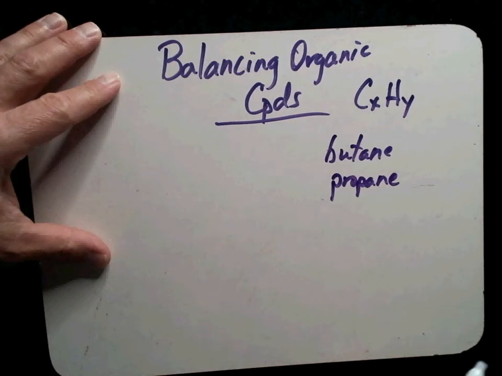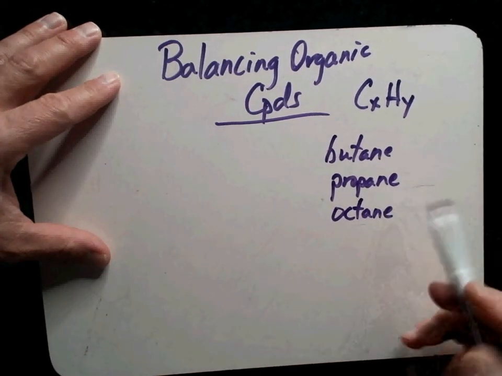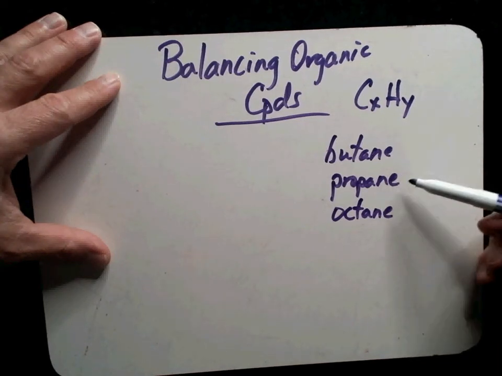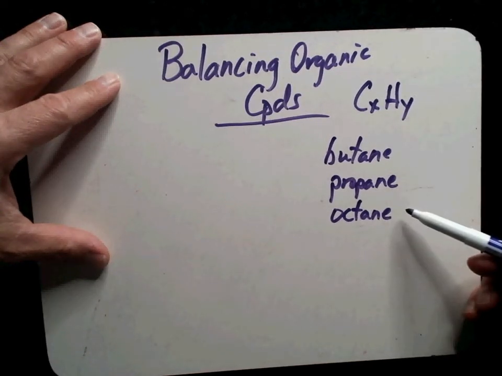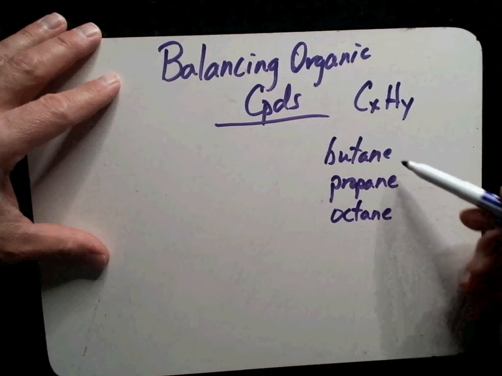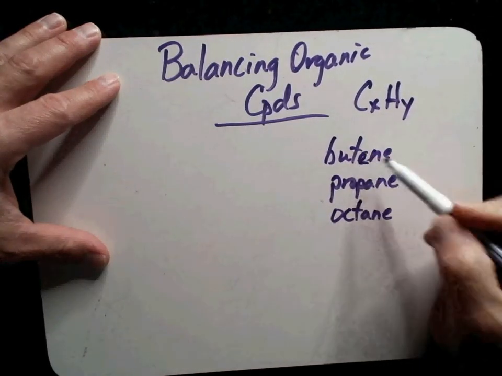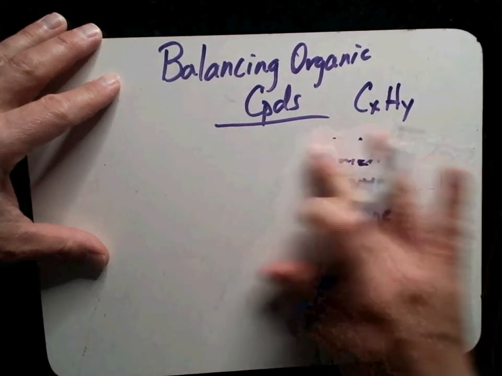Maybe you've even heard of octane, which is found in the gasoline of your car. Propane is the gas you use for a gas grill. The igniter is usually butane. There are lots of different versions of these, and they don't all end in ane. There are things called butene, propine. There's a whole branch of chemistry that is nothing but organic compounds.